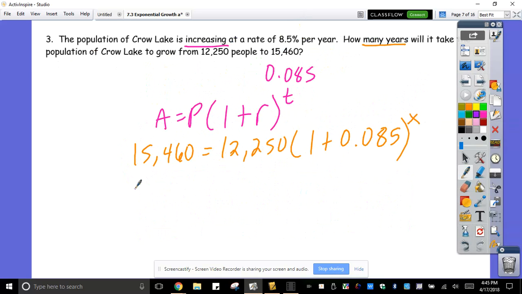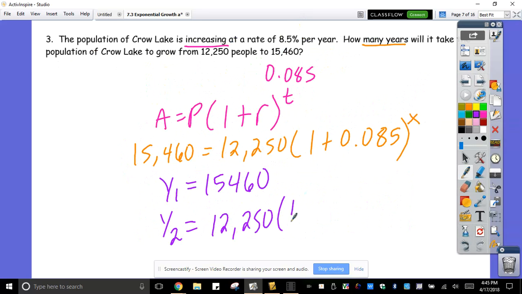So if you remember this, you're gonna put it in your calculator. Press Y equals on the top left of your calculator. Your Y1 is equal to 15,460. Your Y2 will be 12,250 times parentheses 1 plus 0.085 to the x power. Then use the calculator to find the intersection, and everything will be easy from there. Okay, next.